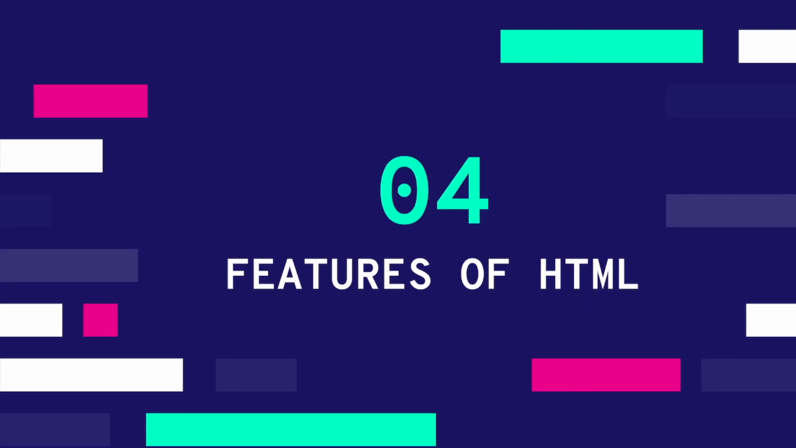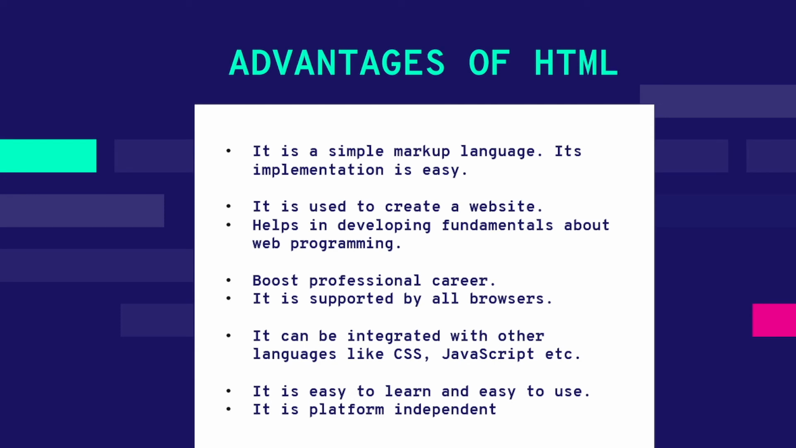So what are the features of HTML actually? The advantages of HTML: it is a simple markup language. You can easily understand that, because it is simply English, with some less than and greater than symbols. It is used to create a website. We can create a website easily with that. It helps in developing fundamentals of web programming. Whenever you want to create web programs or web applications, you have to know this HTML markup language. So this is the basic thing you have to know.